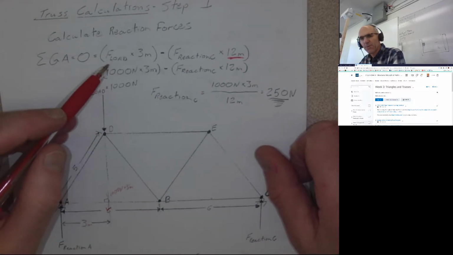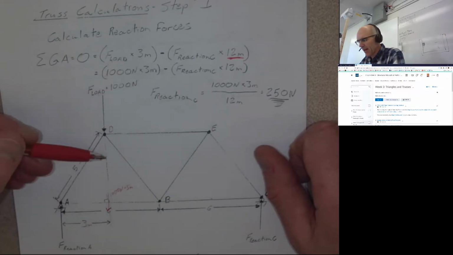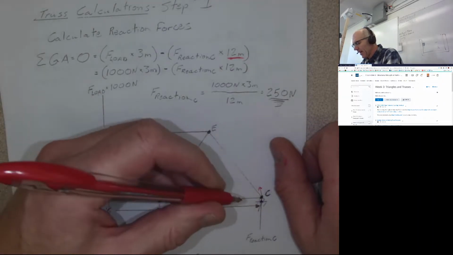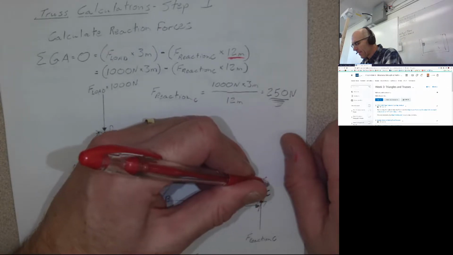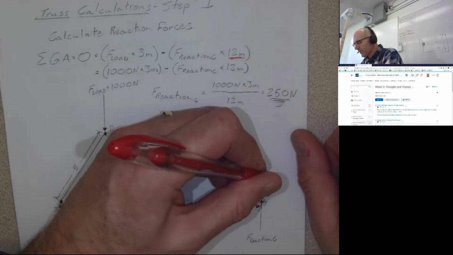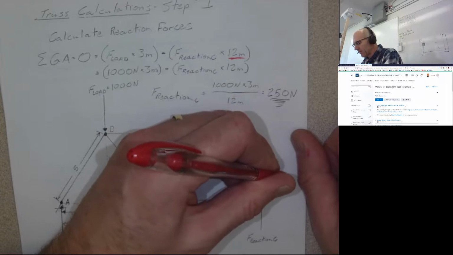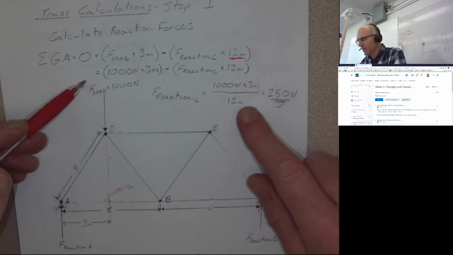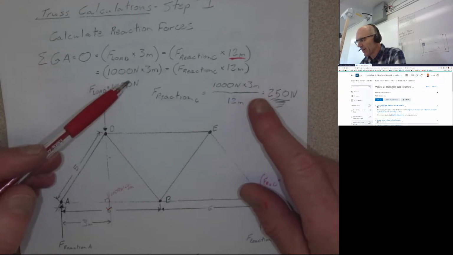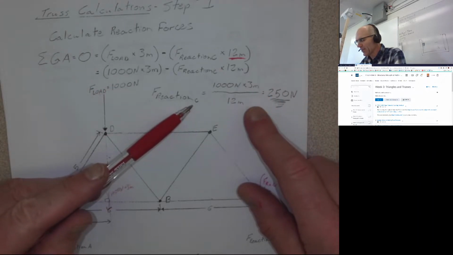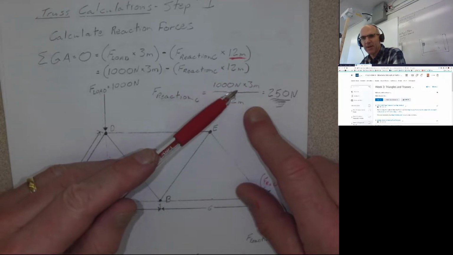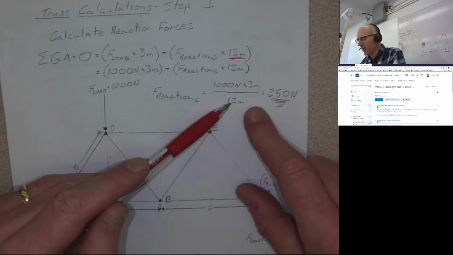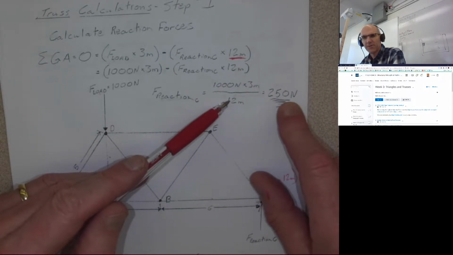So our formula, when we write it out, F load acting at 3 meters is counteracted by F reaction C times 12 meters. And if those two have to equal out to 0, well, we do a little bit of algebra in here, and we can say that F reaction C, if we divide both sides by 12, is 1,000 newtons times 3 meters divided by 12 meters, comes out to 250 newtons.